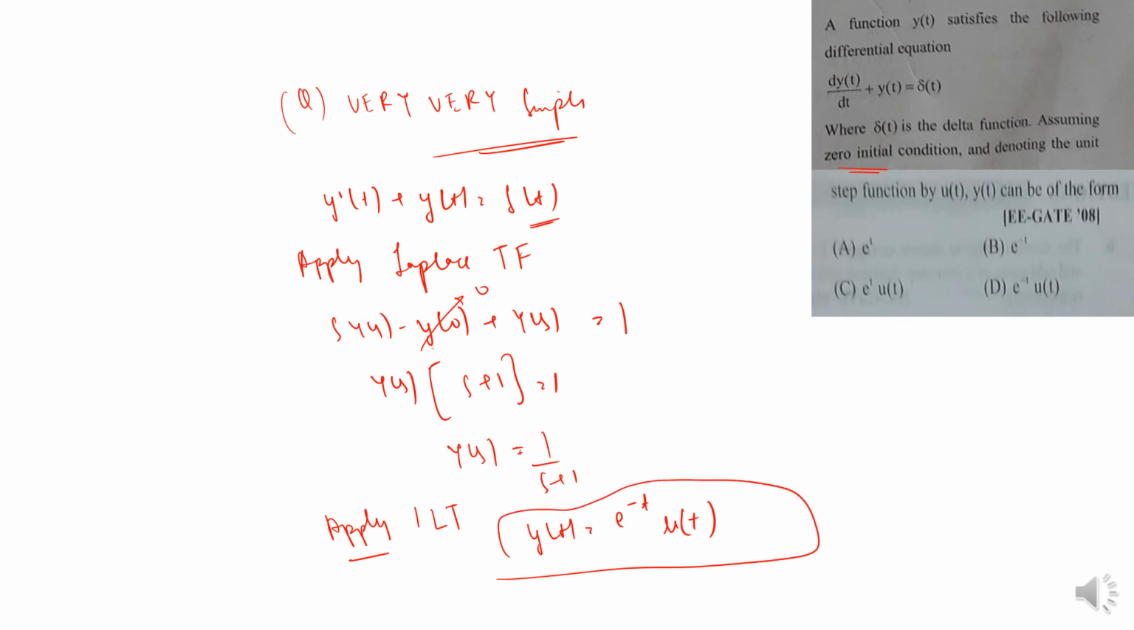Generally we write only e power minus t. We generally will not write this u of t, but it is like this: e power minus t u of t, option D. So we see one more question from the initial value theorem and final value theorem. Let us see how to solve.